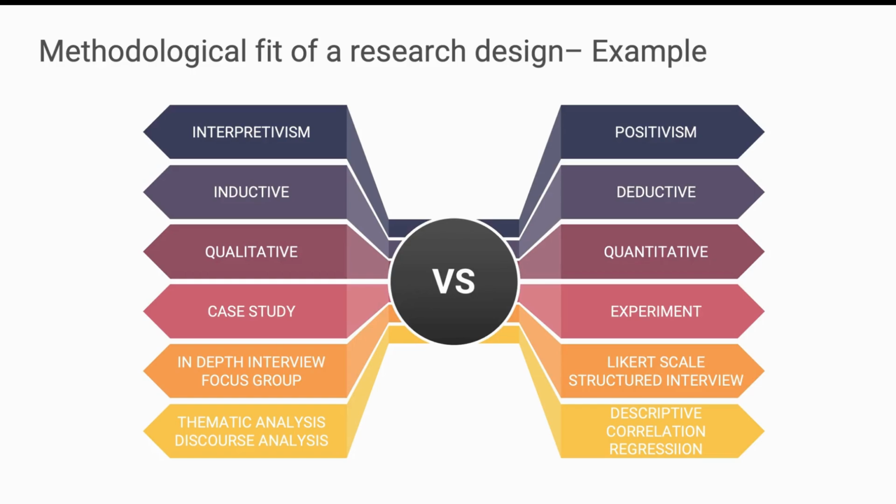Here we have positivism. Positivist researchers believe that society shapes the individuals. They use deductive reasoning aiming at testing an existing theory. The choice of methods is quantitative because the nature of data is numerical. Here we have experimental strategy, and for the data collection tools, it might be Likert scale, structured interviews, and so on. For the data analysis techniques, it might be descriptive or correlational.